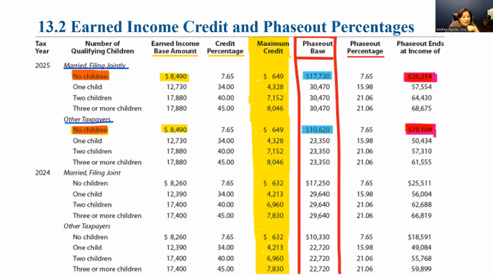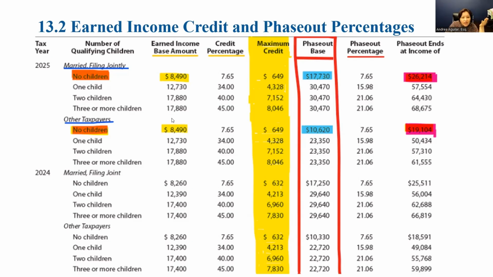So the first line, the line that I have here in orange, is showing you that a married couple filing jointly with no children will receive the most credit once they reach $8,490 as earned income. If they earn $8,490, they will get the maximum credit of $649. That's it. That is the only information. I mean, that's the most important information that the earned income base amount is telling you.